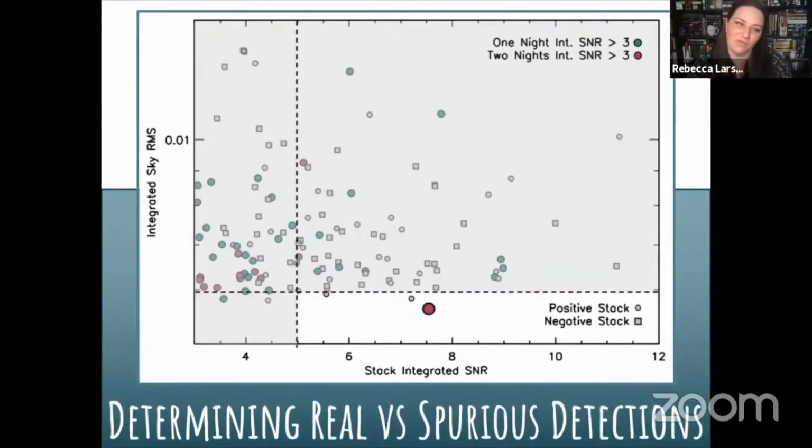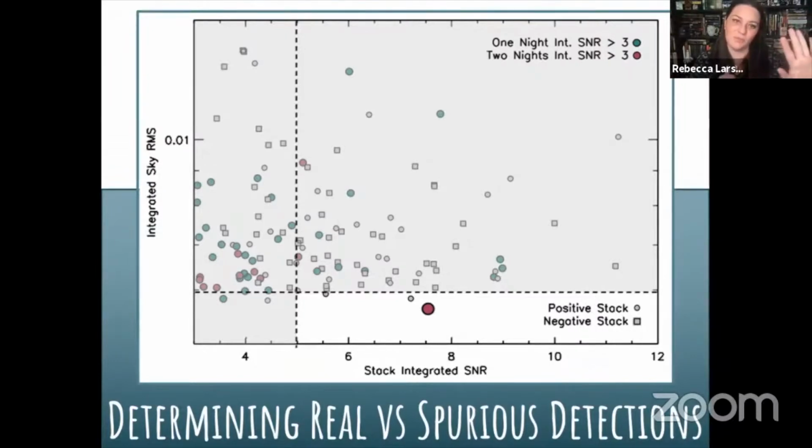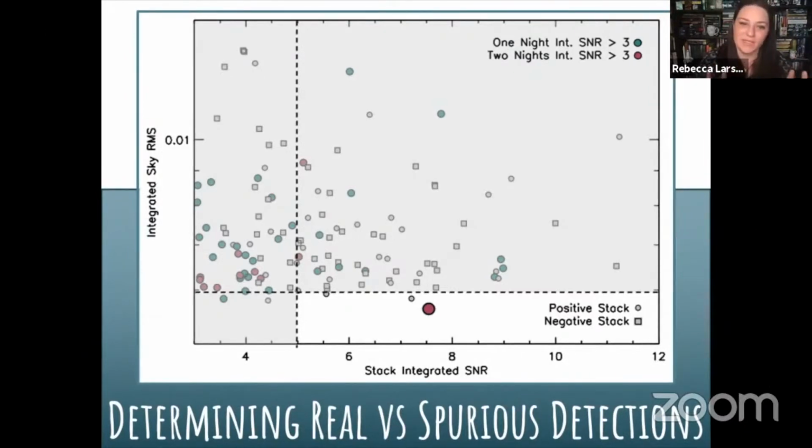Here are all of the emission lines that we found in our data. I'm showing here the integrated signal-to-noise of our emission lines on the x-axis and the sky RMS, so basically the error value, on the y-axis. If you look at this plot, the top left would be where skylines would be expected, and the bottom right is where you would expect real detections, where there's not a lot of error and you have high signal-to-noise of your emission line. I'm showing all of our detections that we found.